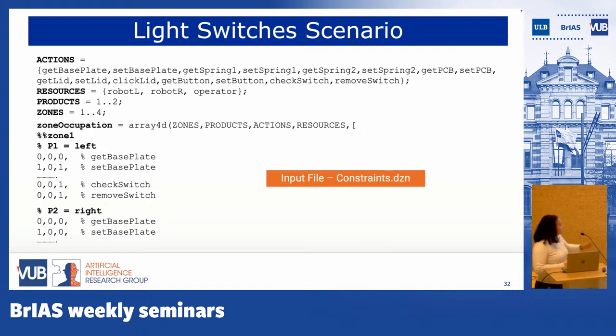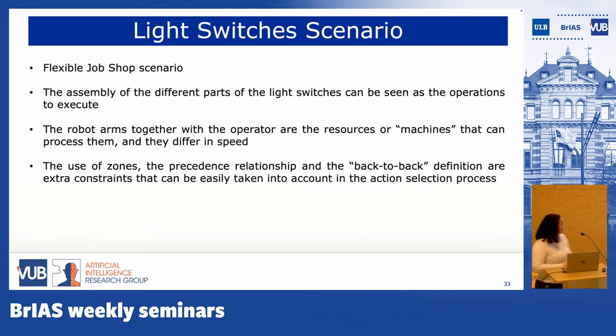So basically, the input file changes with respect to the one we had before, and this is also something we had to adapt, but we were able to translate it, we can say with some modifications, to the flexible job shop scenario. Then the part of assembling the different parts of the light switches can be seen as the operations to execute by the robot arm together with the operator. So we have 3 different resources or machines. They can differ in speed, and they will be our resources. And of course, the use of the zones and the precedence relationship are extra constraints.